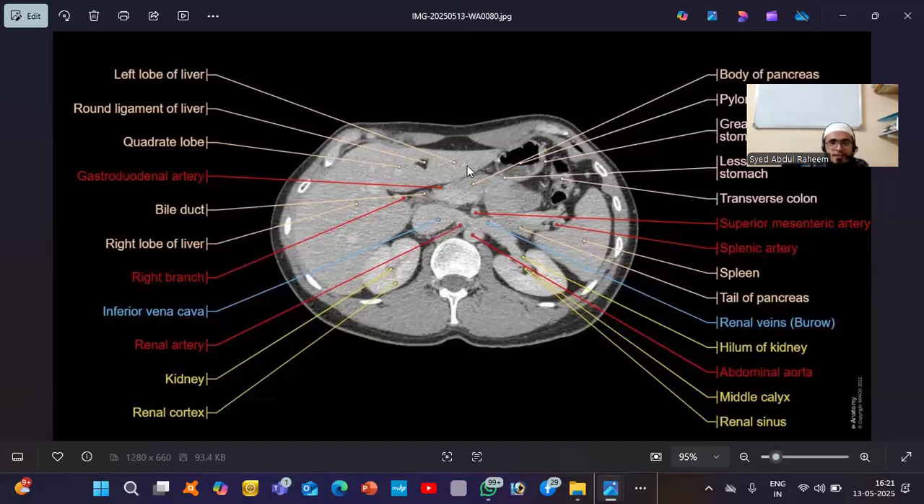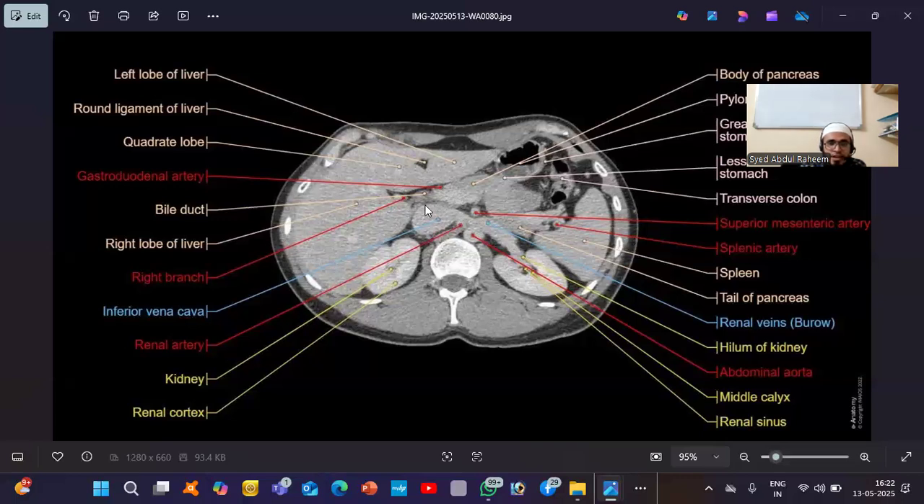So we start with the liver. Again, see, there's the liver. This is the left lobe of the liver, the ligament of the liver. This is the quadrate lobe. This is the gastrointestinal artery. This is the bile duct. You have to see that. Right lobe of the liver here. This is the right branch. Okay, artery.